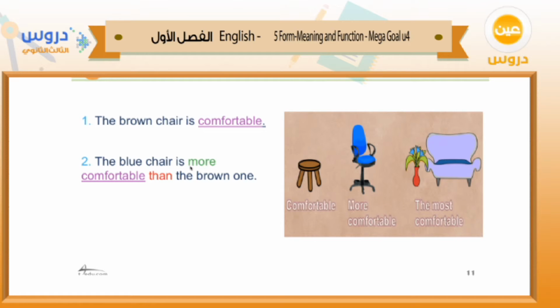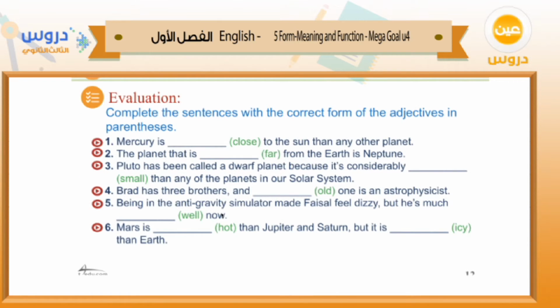We add more to indicate the comparative form. What about the sofa? The sofa is the most comfortable one. This is for the superlative form.